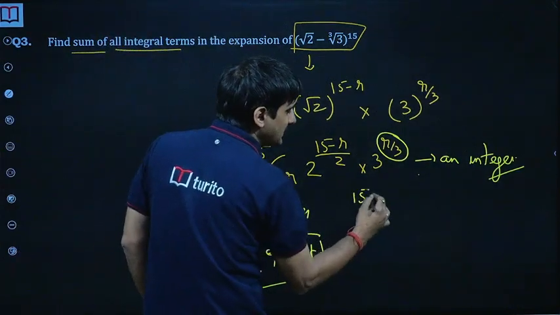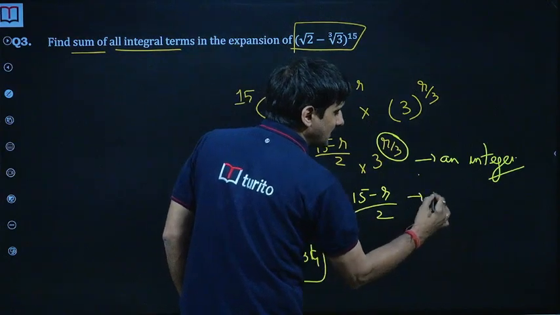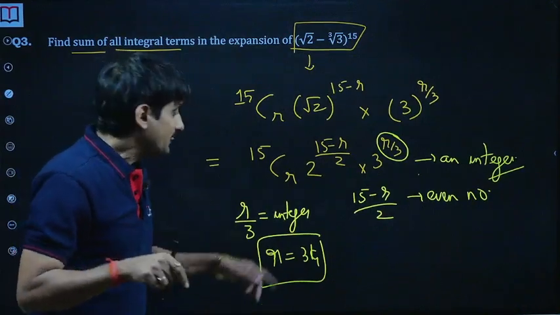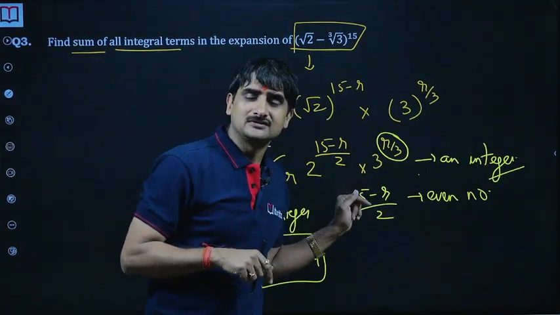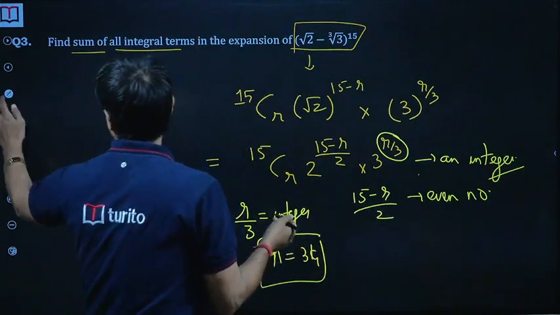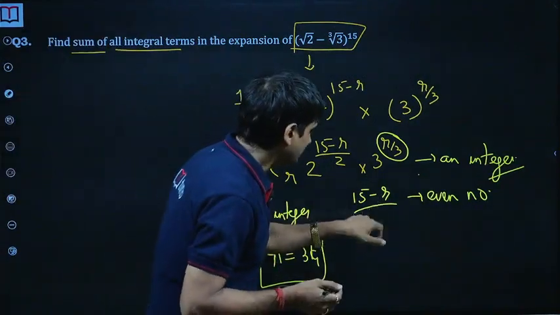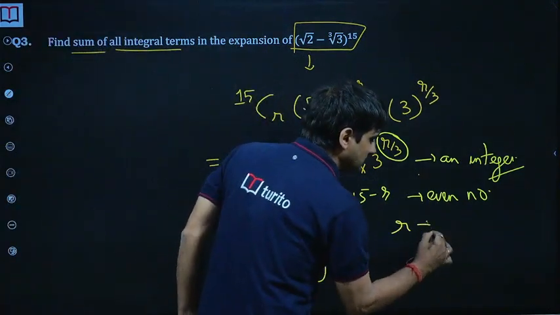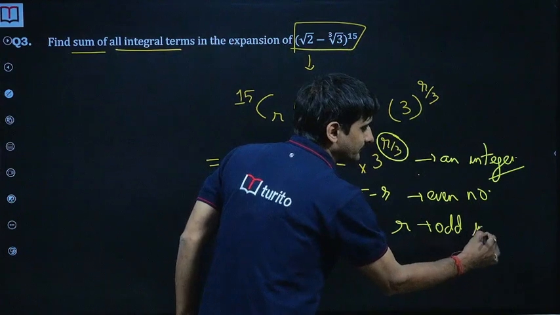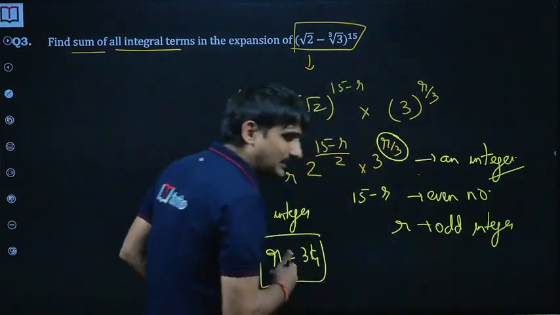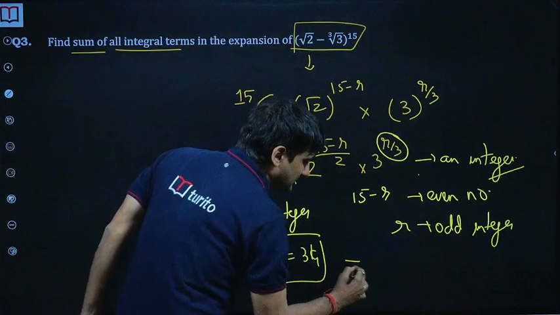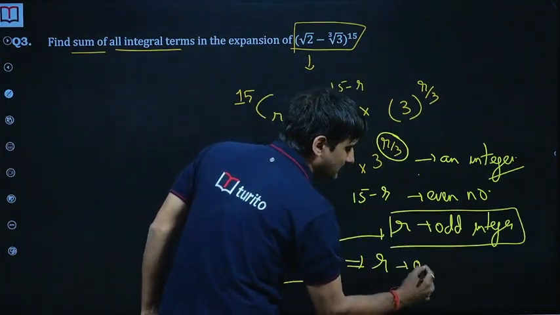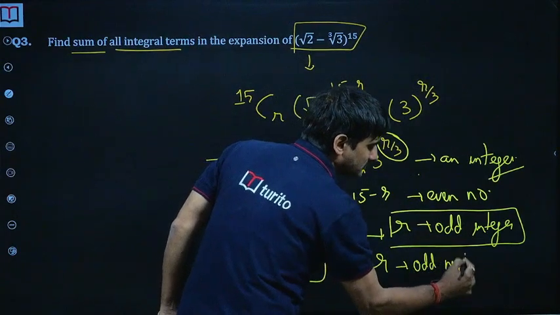Similarly, (15 minus r) by 2 should be an integer, so 15 minus r should be an even number. So what does that mean? r should be an odd integer. So r is a multiple of 3 and an odd integer. Don't these two conditions combine to give us that r is an odd multiple of 3? So how many possibilities are there?